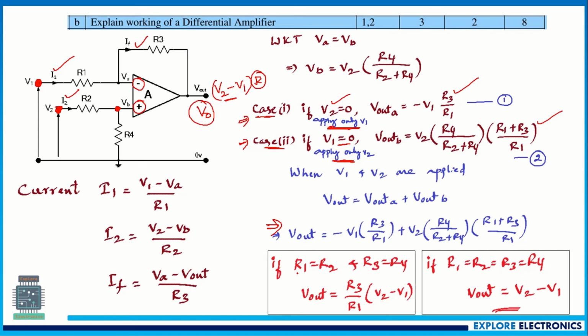If R1 and R2 are equal, meaning these two input resistances are equal, and R3 and R4 are equal, what happens? The expression of the output reduces to R3 divided by R1 into V2 minus V1. If R3 and R1 are also equal, what happens? Vout will finally be equal to V2 minus V1. This is the perfect difference amplifier we get when we keep all these resistances at equal values.